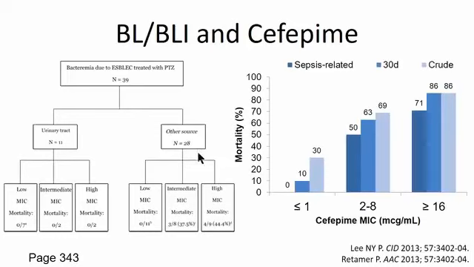However, when you have other sources, and these other sources included a whole bunch of other stuff, biliary, pneumonias, etc., we can see a stepwise increase in mortality as the MIC goes up. And the differentiation here is a high MIC was 16, an intermediate MIC was 4 to 8, and a low MIC was 2. Once again, these are all within the sensitive range of piperacillin tazobactam. It's just within the sensitive range, there's still a differentiation of whether it's high, intermediate, or low. And we can see that if you have a non-urinary source, the higher your MIC goes, the higher the mortality.